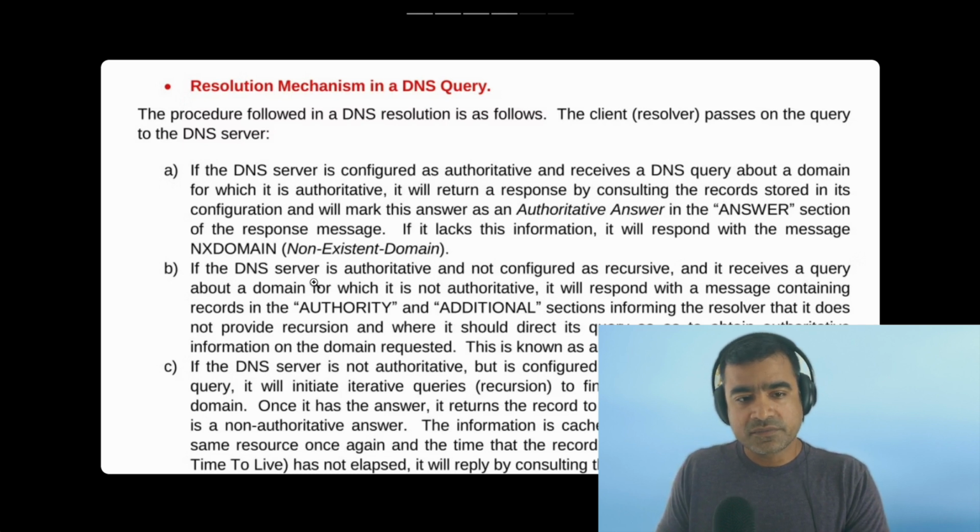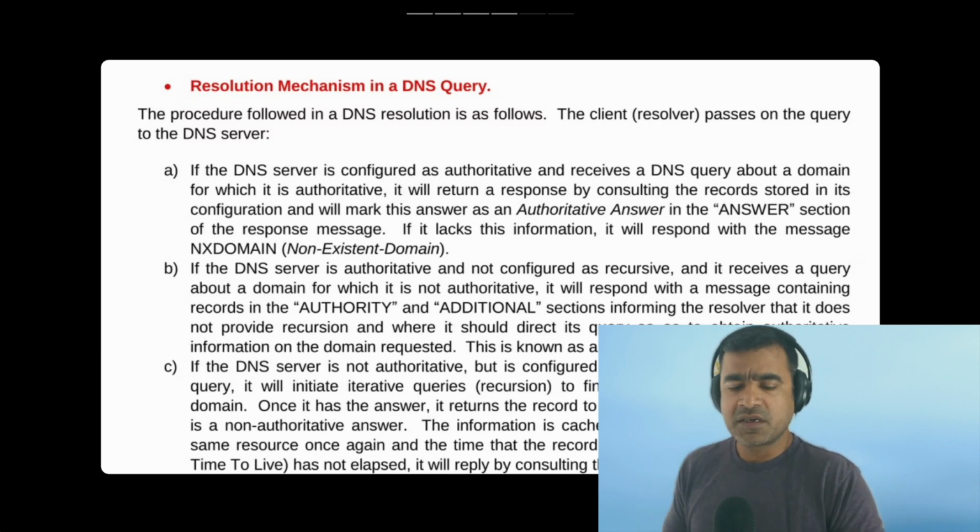What is the second role? If the DNS server is authoritative and is not configured as recursive, which is pretty much the case, and it receives a query about a domain for which it is not authoritative, it will respond with a message containing records in the authority and additional sections, informing the resolver that it does not provide recursion and where it should direct its query so as to obtain authoritative information on the domain requested. This is known as a referral response.